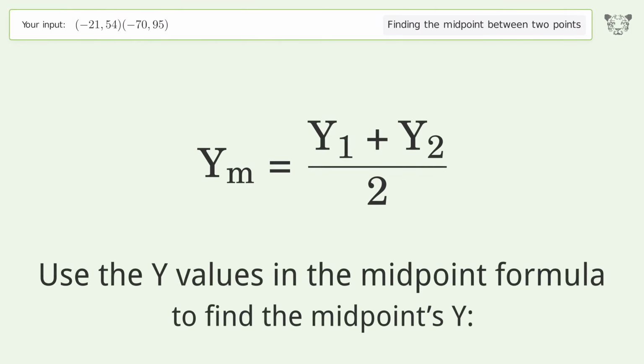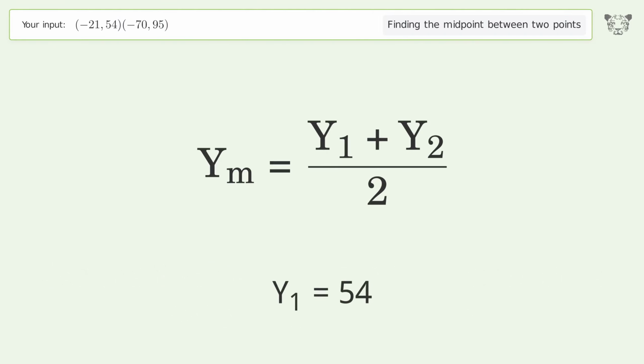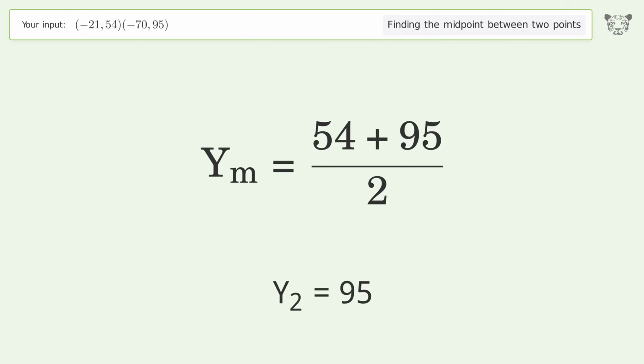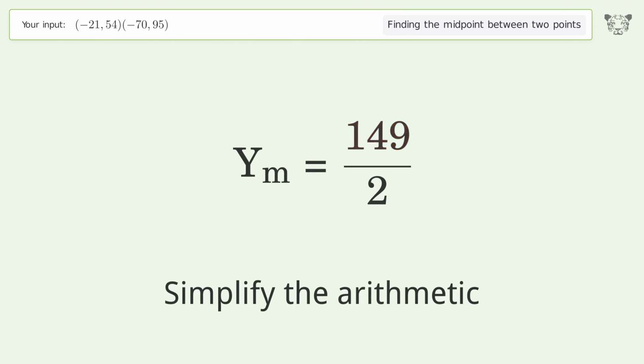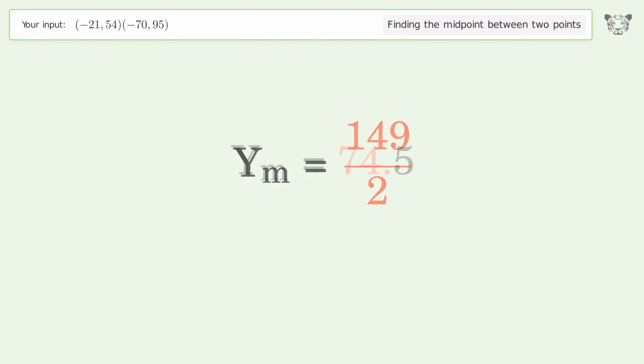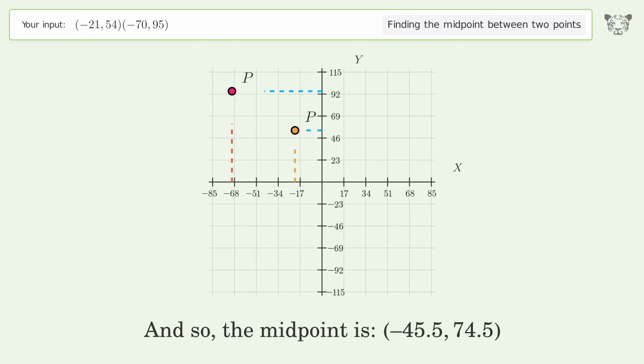Use the y values in the midpoint formula to find the midpoint's y. y1 equals 54. y2 equals 95. Simplify the arithmetic. And so, the midpoint is negative 45.5, 74.5.